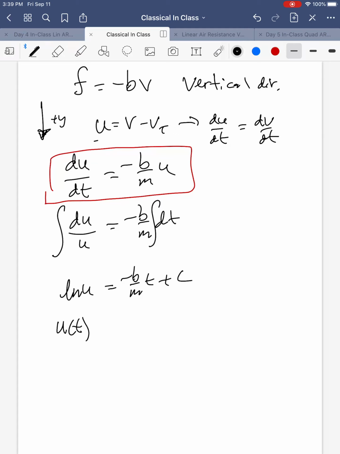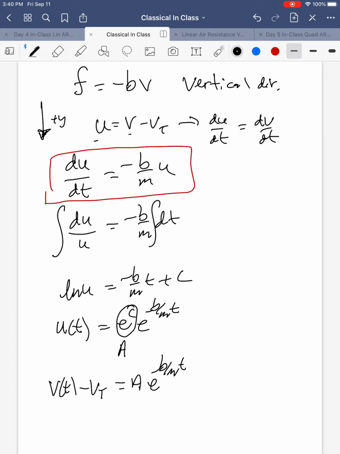So we undo the log by exponentiating everything over here. So we're going to get e to the c, e to the minus b over m t. And I'm just going to call this a new constant, I'll just call it a for the moment. And now we can undo this substitution we did for the u variable, because we really want to know about v, not u. So I'll go ahead and undo that. u of t, which is v of t minus the terminal velocity, is a e to the minus b over m t.